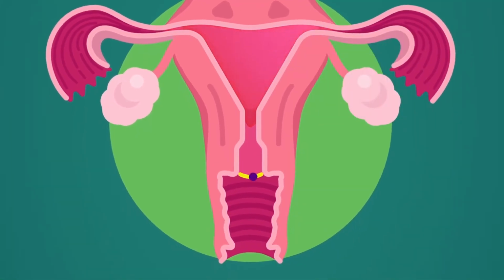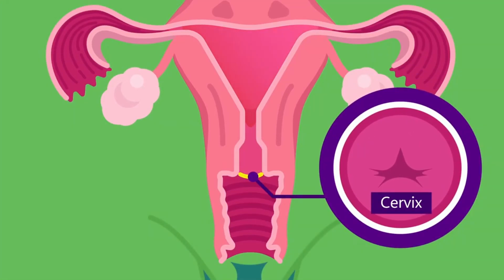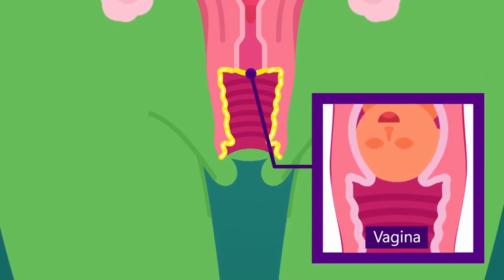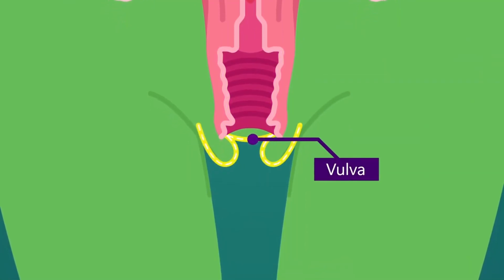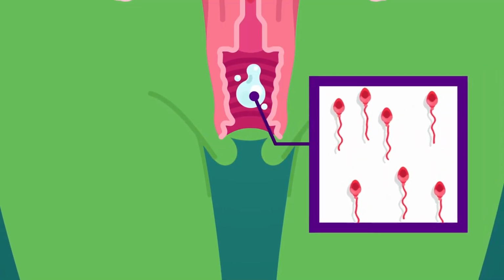At the lower narrow end or neck of the uterus is a circular ring of muscle known as the cervix. The outer portion of the uterus is a thin-walled birth canal, or vagina. The opening of the vagina is the vulva. Semen is deposited in the vagina during intercourse.